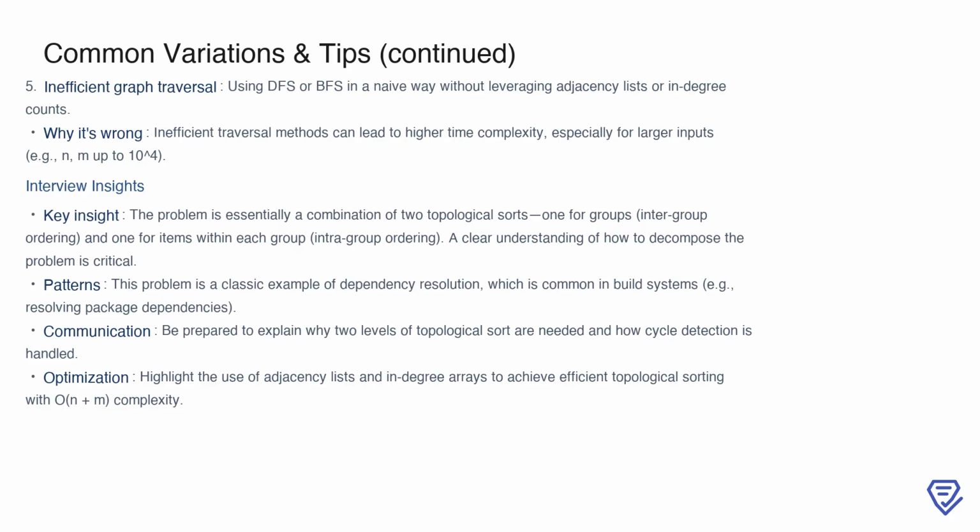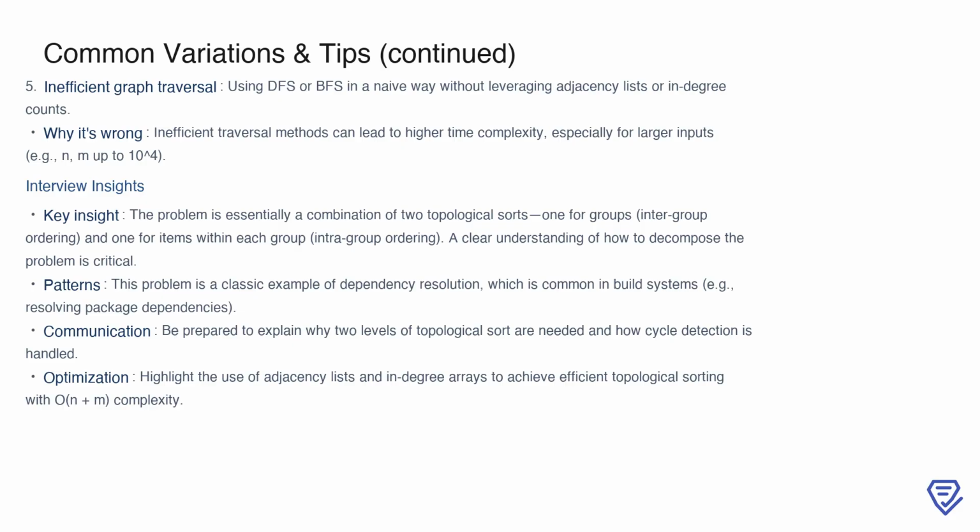To solve this problem efficiently, you need to think of it as two topological sorts, one for determining the order of groups and another for sorting items within each group. This decomposition is the key insight for solving the problem effectively. It's also helpful to recognize that this is a classic dependency resolution challenge, similar to what you'd find in build systems that resolve package dependencies.